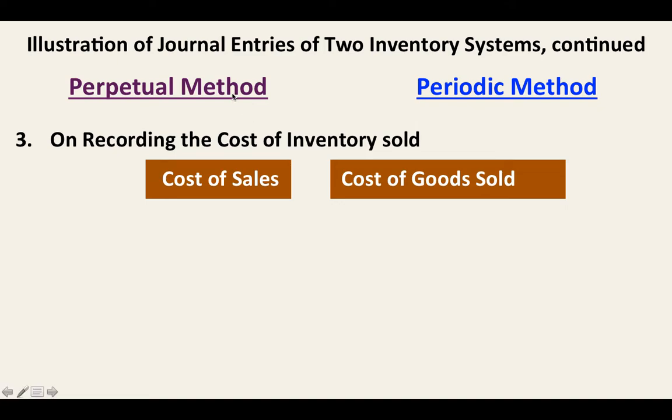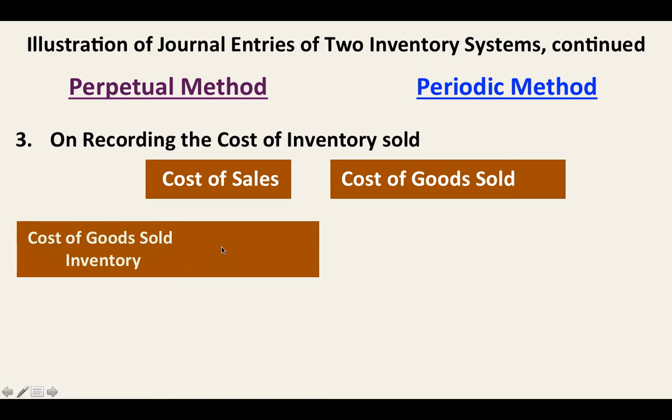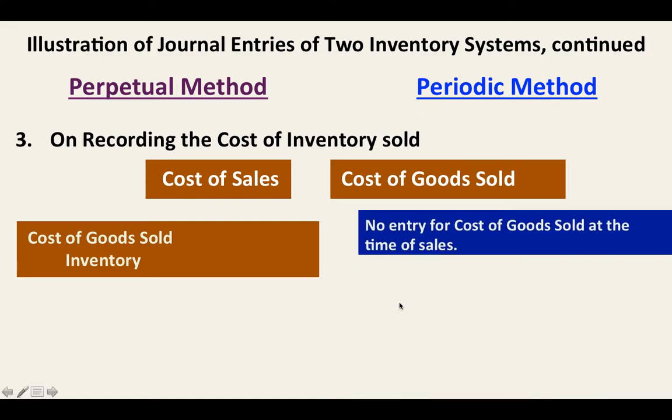So class, under perpetual method, we have to immediately record the cost of goods sold. Class, record the cost of goods sold. So we will debit the cost of goods sold and we will remove the inventory because we have sold it already. So we will credit inventory. We will have an illustration later which will provide you a better understanding of this. Okay, for periodic method, there is no entry for cost of goods sold at the time of sales.